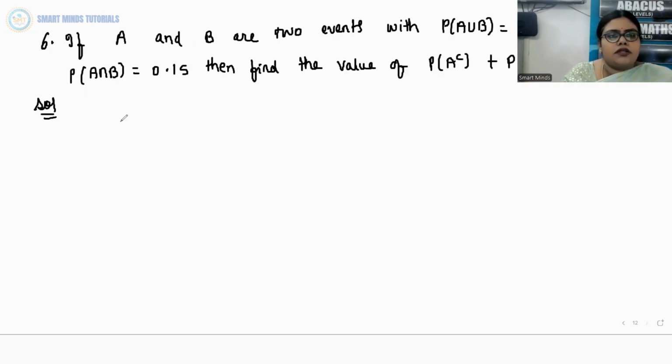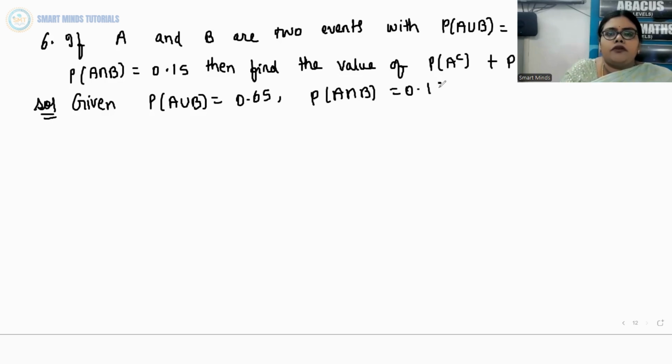Take the next question. This is also very important. It is from probability. If A and B are two events with P of A union B equals 0.65 and P of A intersection B is 0.15, then find the value of P of A complement plus P of B complement. So first let us write what is given to us. Given P of A union B equals 0.65 and P of A intersection B is equal to 0.15.